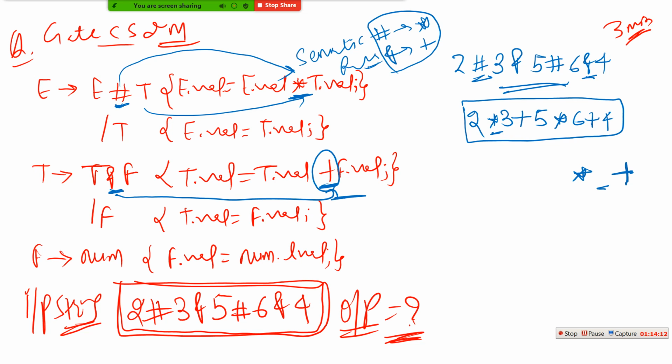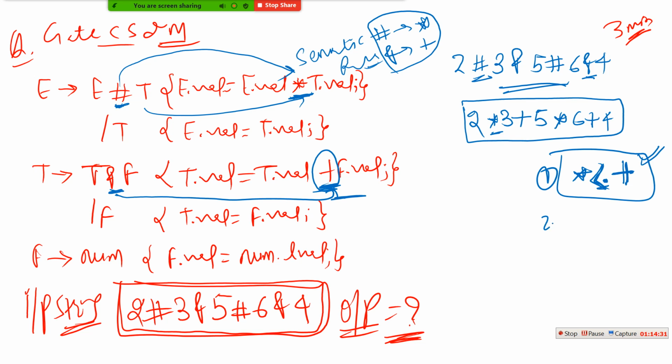You will say that the plus symbol has greater precedence because the star is on the upper side in the transition level, and plus exists at the bottom side. That is why the precedence of the addition operator is greater. This is the first deduction which I have derived.